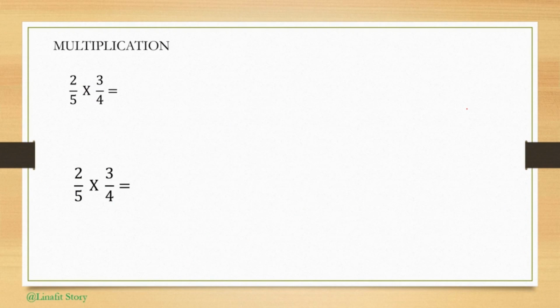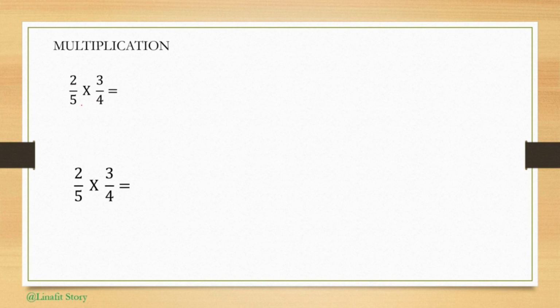Next, how about the multiplication? For the multiplication, this is easy. This is very easy and very simple. Why? Because the first question, for example, is 2 out of 5 times 3 out of 4. So there are two ways to solve this question.